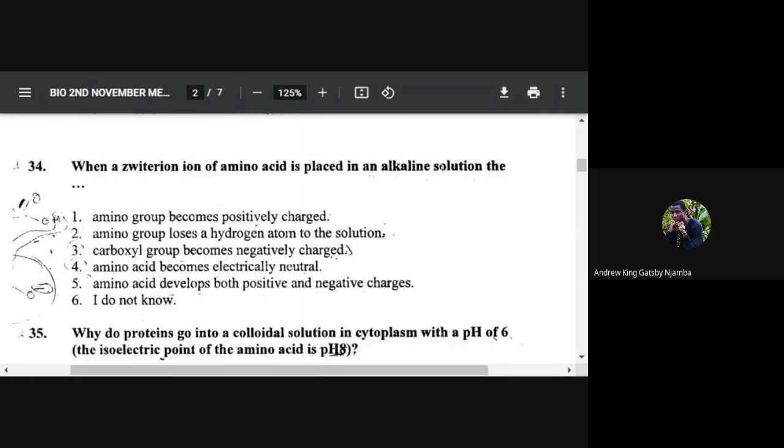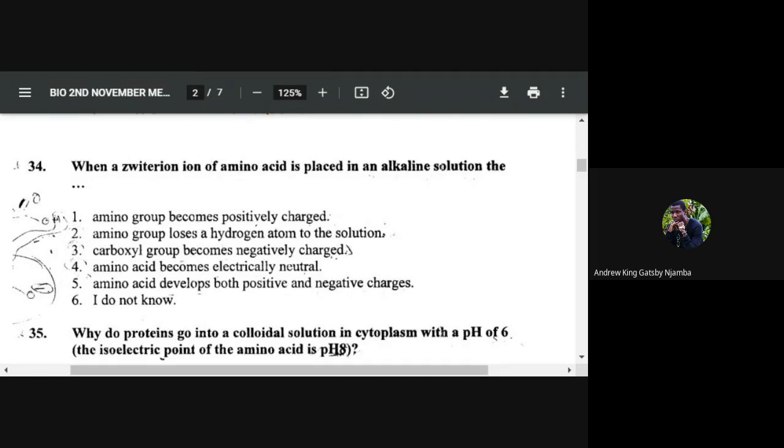Because option number 4 is saying what? Amino acid becomes electrically neutral. How can it be neutral in an alkaline solution? That can't happen. It only becomes neutral in a neutral solution, so to say, pH 7. Number 5, amino acid develops both positive and negative charge. In fact, we don't even say it's neutral because it says dipolar, not neutral actually. So option 5 and option 4, we can put under pH of 7.